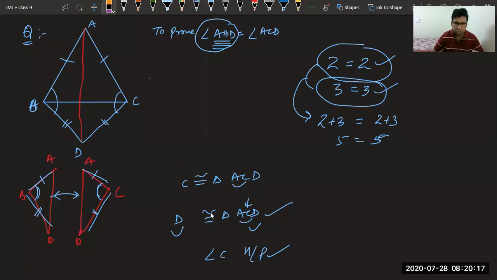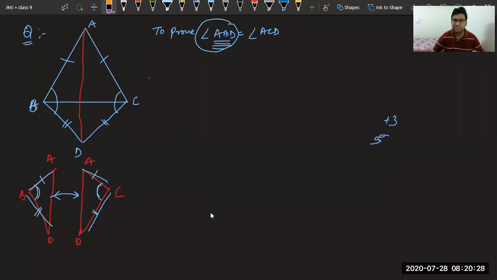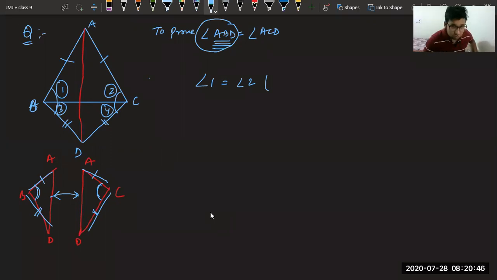I hope most of you must have got this also. Now you can give your answers also. Simple axiom: if equals are added to equals, then the wholes are equal. So I can say if this is angle 1, this is angle 2, this is angle 3, this is angle 4. First thing we can say is angle 1 equal to angle 2. Why can we say angle 1 equal to angle 2? Please confirm.